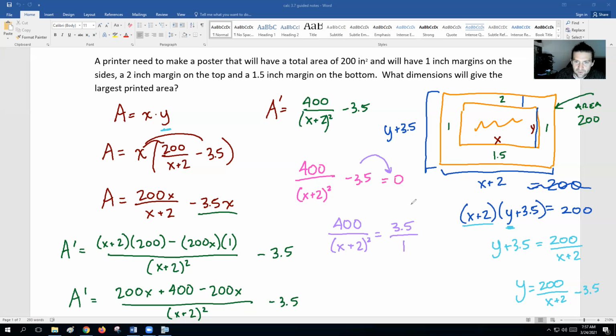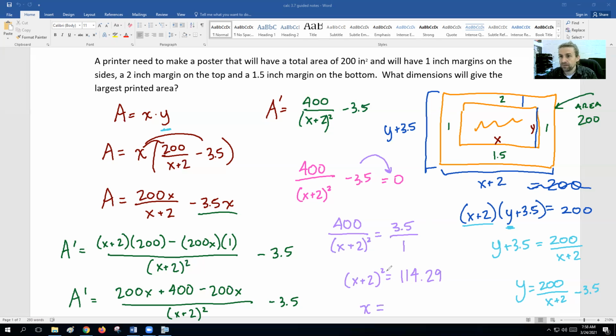Well, we can go through and cross multiply and divide here and figure out, okay, so if I do 400 times 1 divided by 3.5, that's what x plus 2 squared has to equal. So I'm going to do that real quick, just in the calculator. 400 times 1 divided by 3.5, or just 400 divided by 3.5, is about, oh, that's not nice, 114.29.